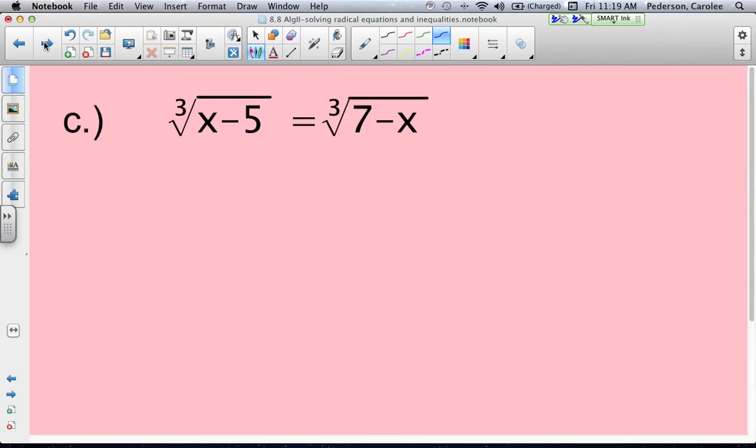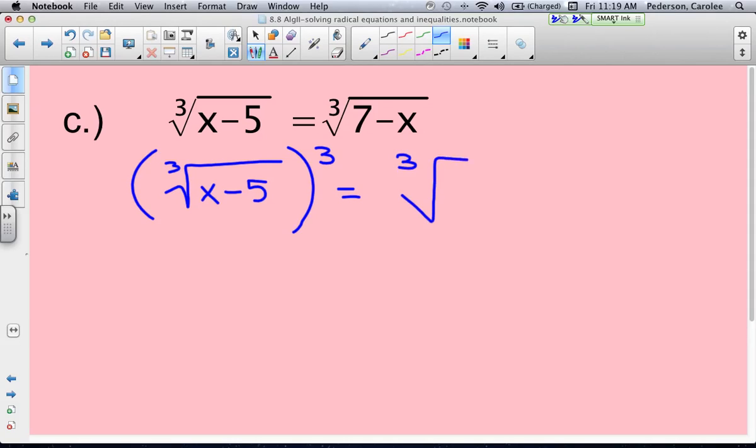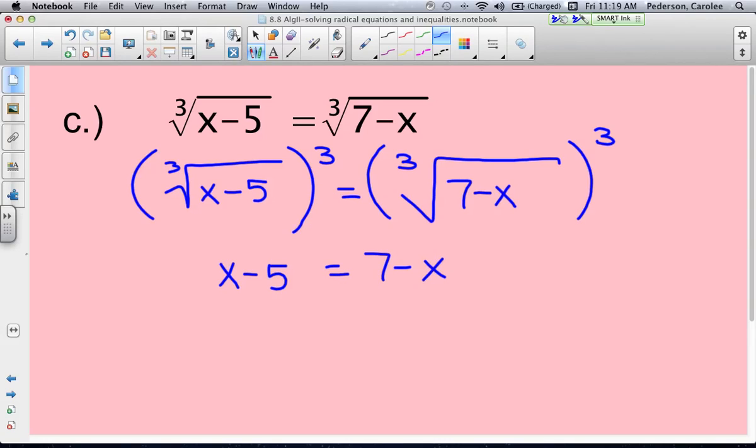This example, I do want you to write down. Now we're talking cube roots. So we want to undo cube roots. So to undo a cube root, we cube both sides. So x minus 5, cube root, we're going to cube it. Again, do the same thing on the right side. Cube it. And what happens is the cube roots and cubes cancel each other out. So we're left with x minus 5 equaling 7 minus x.